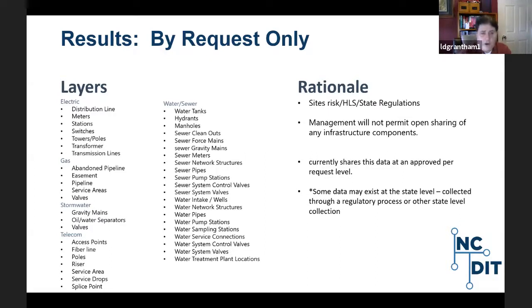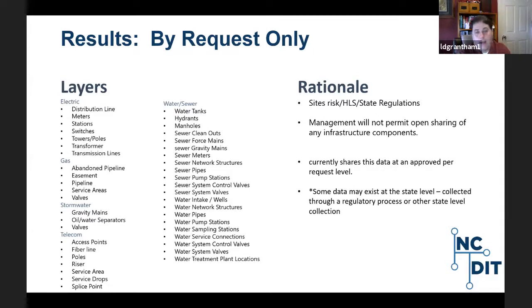And you can see that currently, most of the layers that we were able to introduce into the inventory were listed in this category. So by request only is how most of the data is being shared in the state currently, or at least that's what our work group came up with. So here, just some very specific things. You see things like gravity mains for stormwater and maybe sewer. You see water lines, pressure mains for the water side, hydrants, manholes, water tanks, and so on and so forth.